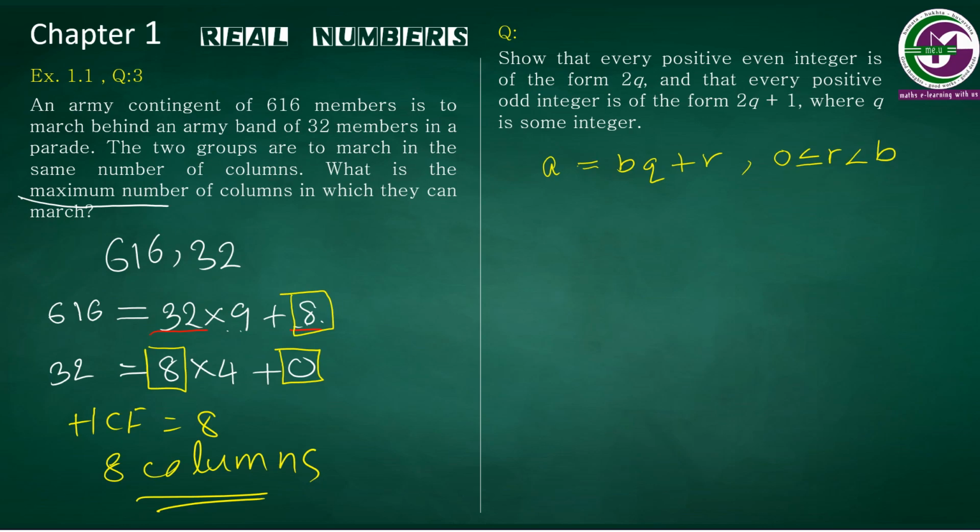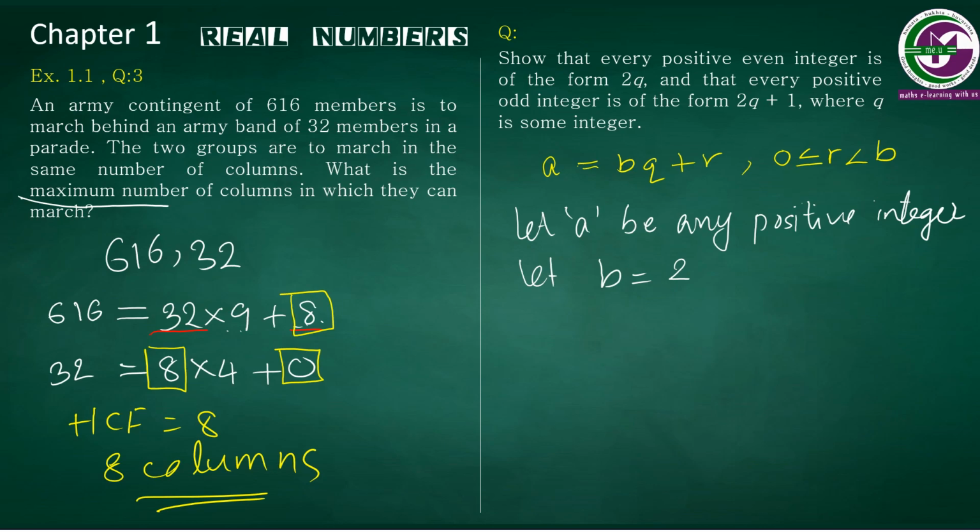So let a be any positive integer. And for b, Euclid's division lemma starts with two positive numbers, a and b. So we need b also, but here we will give a value for b. So let b equal 2.